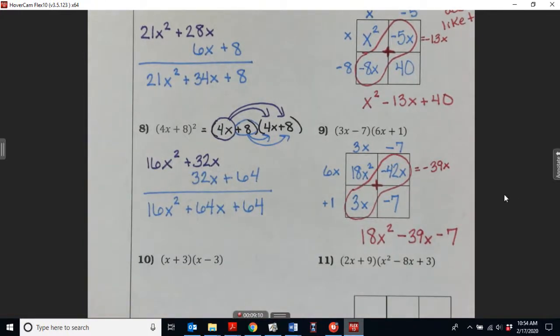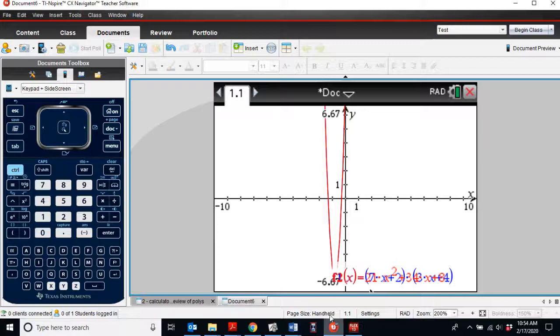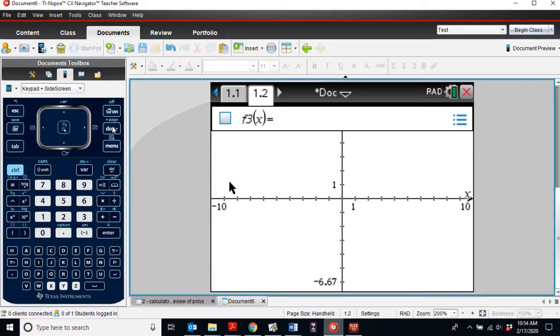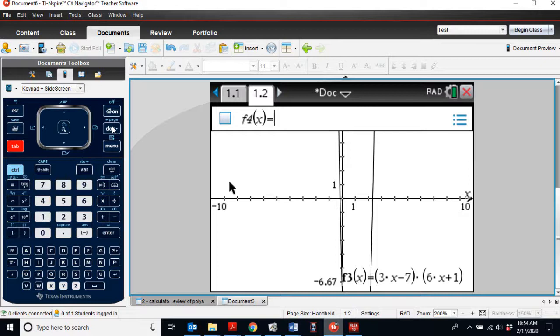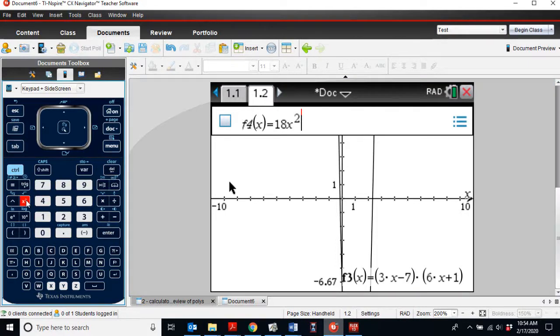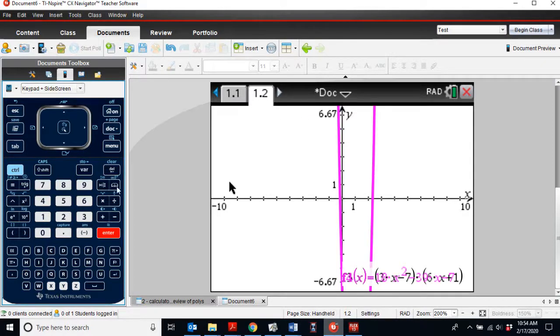Again, we check this by going to a graph page. So I'm going to go to a new graph page, and I'm going to type in the question. The question was 3x minus 7 times 6x plus 1. Then if I press tab, I type in my answer, 18x to the second power minus 39x minus 7. And what happens is they overlap, which is what we want because they're supposed to be equivalent.